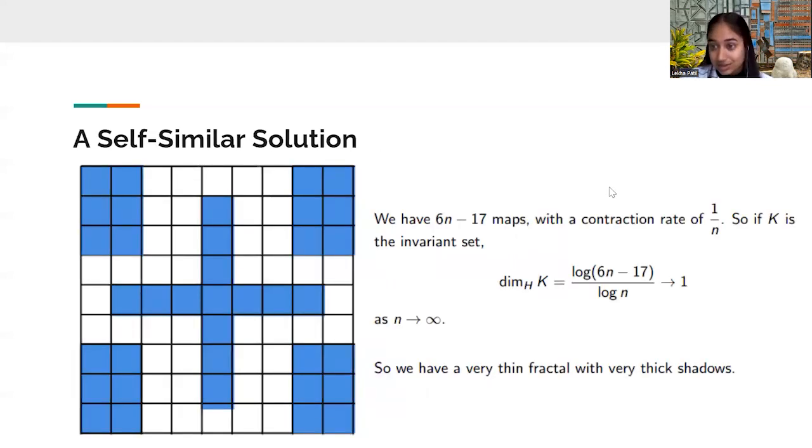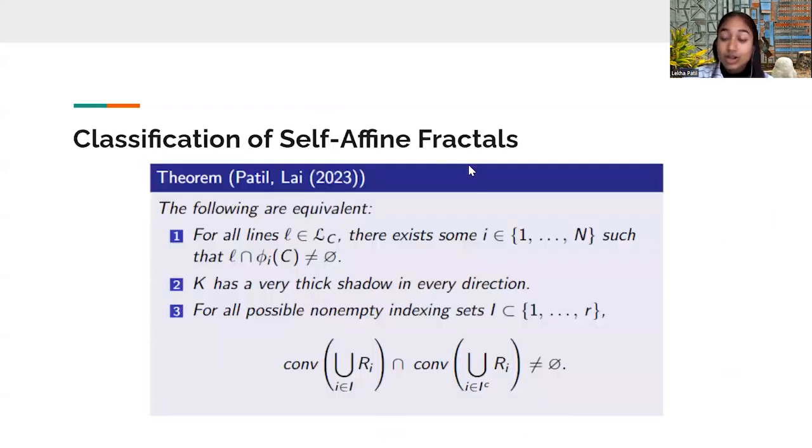Unfortunately, it's difficult to calculate the exact dimension because it's a self-affine fractal, which motivated us to construct a self-similar solution of such a fractal. And so this led to our corner and cross fractal, which projects very thick shadows in every direction and has dimension arbitrarily close to 1. We also were able to develop a classification of which fractals have very thick shadows in every direction.